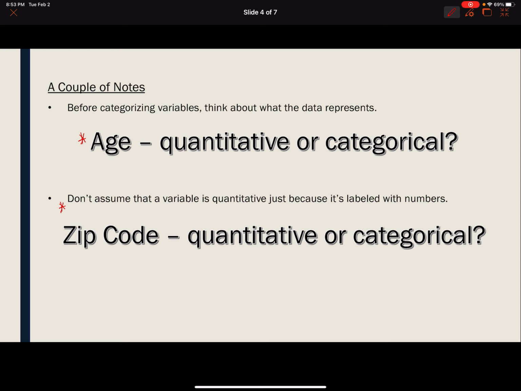Even though a zip code is labeled as a number, so here's the Ellicott City zip code, it doesn't really mean anything quantitatively. A zip code just talks about an area. I think way back in the day, those numbers used to mean something, but they really don't anymore. Taking an average of a set of zip codes would mean nothing. It would give you no information whatsoever. So a zip code is a categorical variable. It's not quantitative.